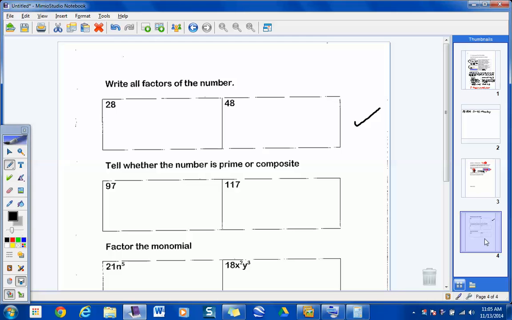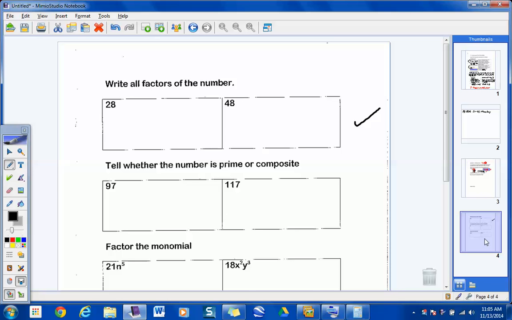Yeah, if you want. What I would do with 28 there, Taryn, make your T-chart and start at 1 and just go right down the line. Does 1 go in there? How many times? So put 1 on the left, 28 on the right. And then check. Will 2 go into 28? How many times? 14. Does 3 go into 28?